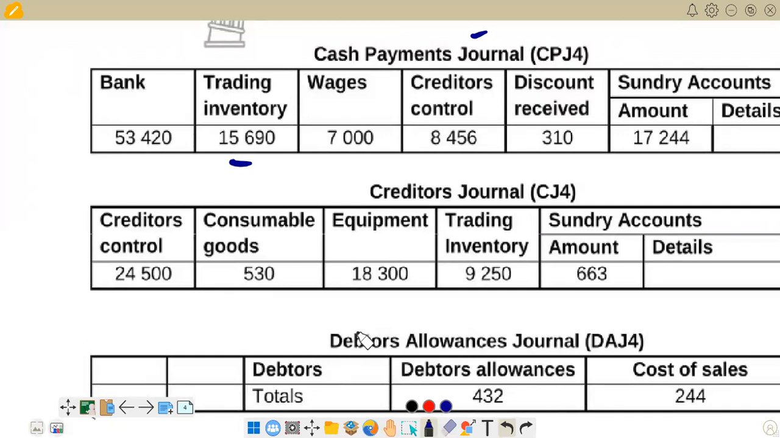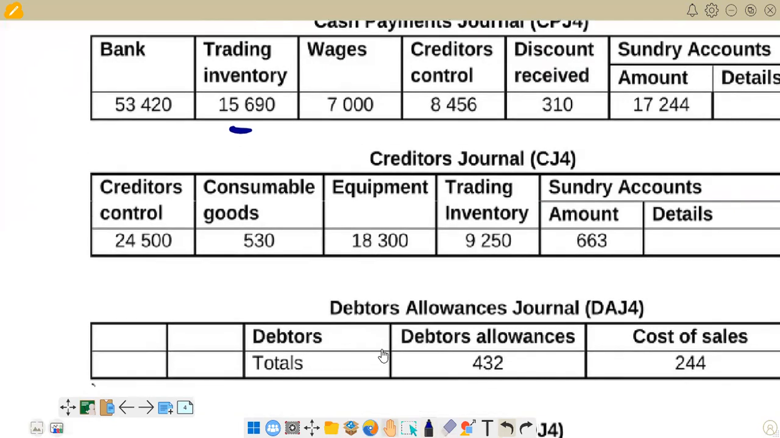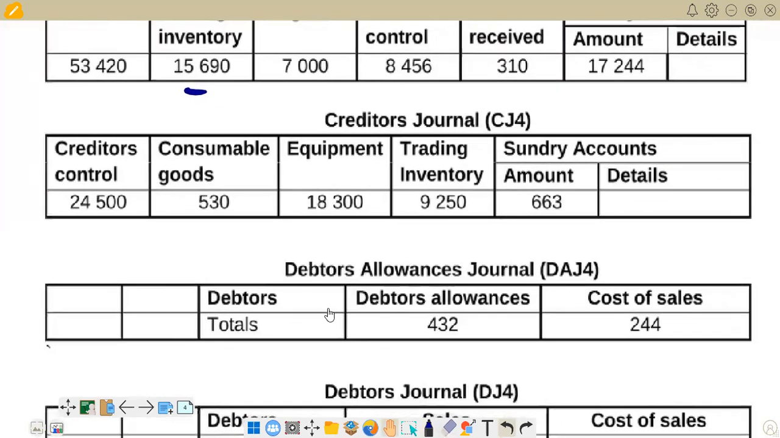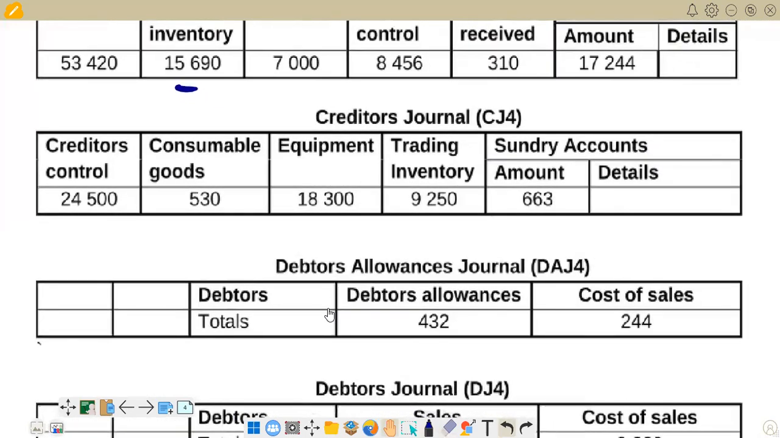We are now on the creditors journal. So we go down to debtors allowance. On debtors allowance, we have 432 as our debtors allowances, and then we've got cost of sales, which is 244. So we can start with the debtors allowance figure, that is 432.